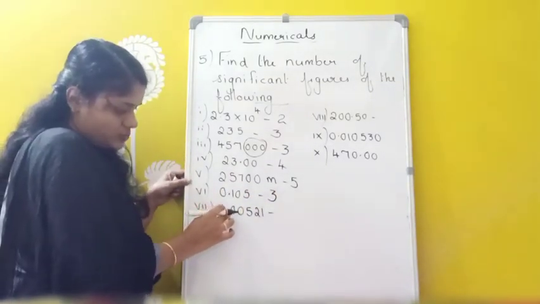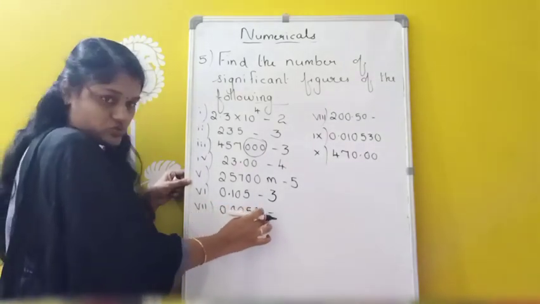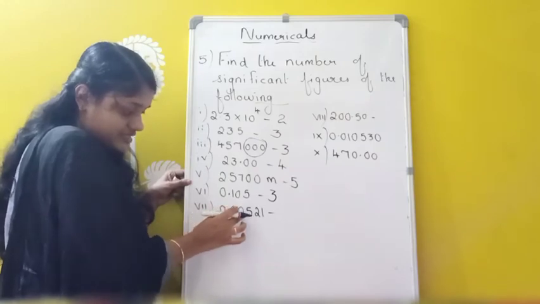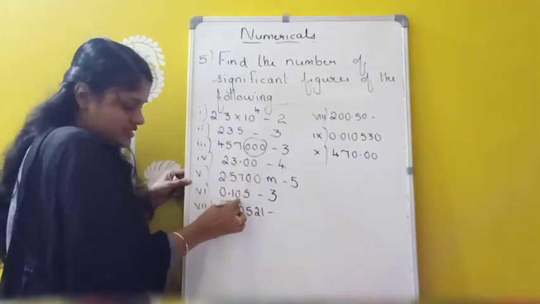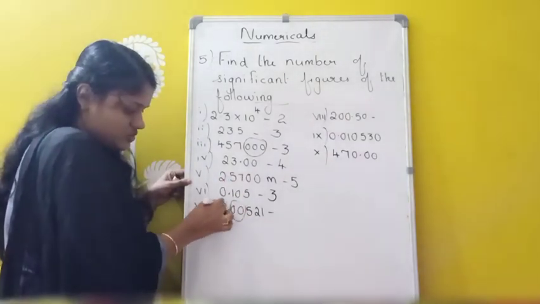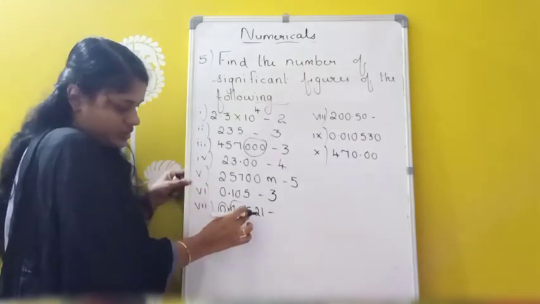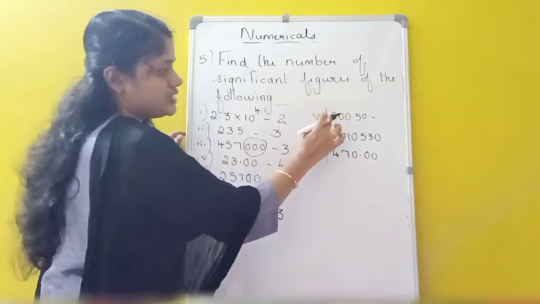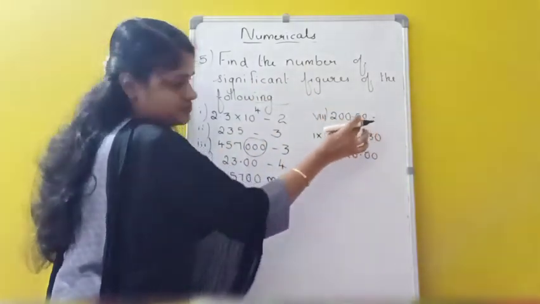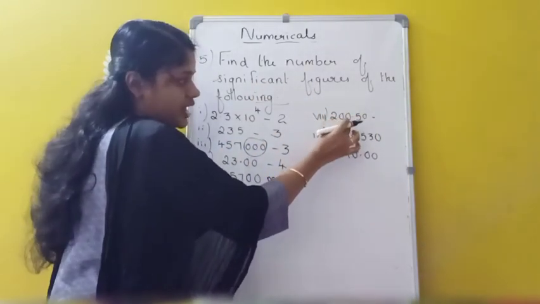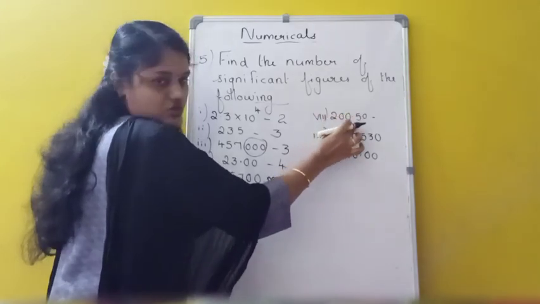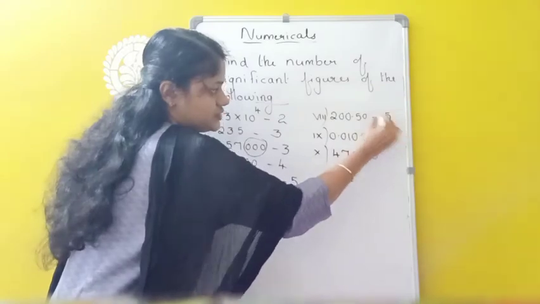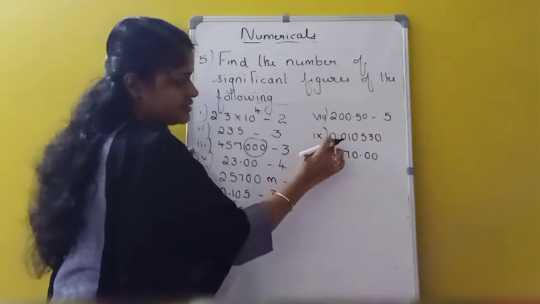Now here 0.00521. This number is less than 1 and after decimal these zeros are not significant. So these zeros are not significant as well as this also not significant. So how many are there? 1, 2, 3. 3 significant figures. Now here 200.50. So it is a number greater than 1, and since the decimal comes in between, these zeros are significant. So 1, 2, 3, 4, 5. 5 significant figures.